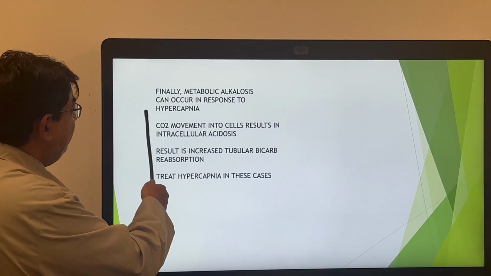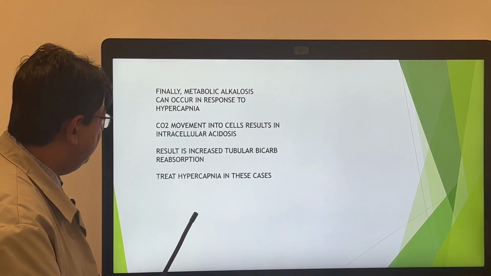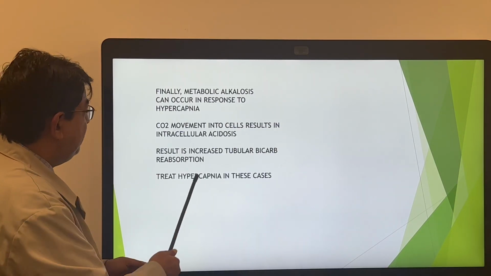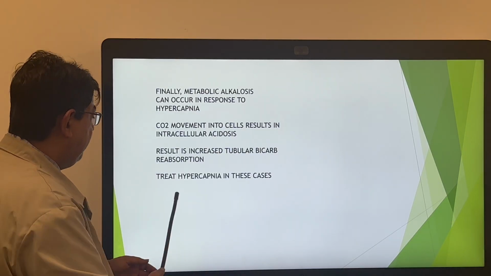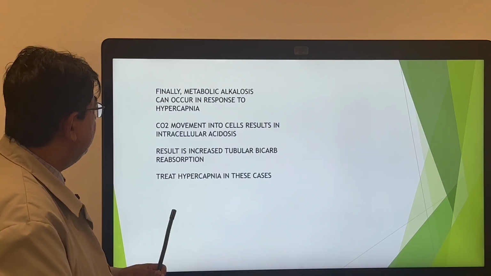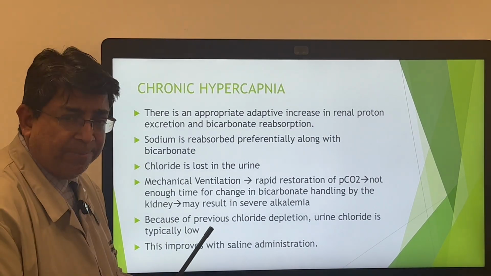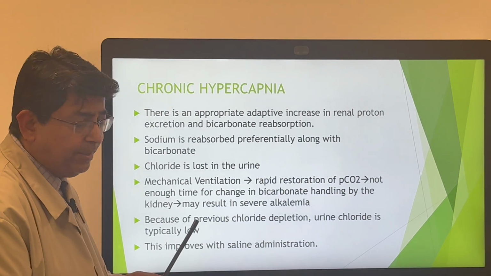Finally, obviously, if you have hypercapnia, we all know that we should expect metabolic alkalosis. The CO2 movement into cells results in intracellular acidosis, resulting in increased tubular bicarb reabsorption. And in this case, you should treat the hypercapnia. Next slide. Chronic hypercapnia is an interesting scenario that you will see in the clinical setting.